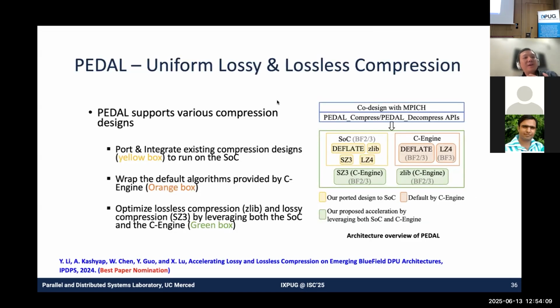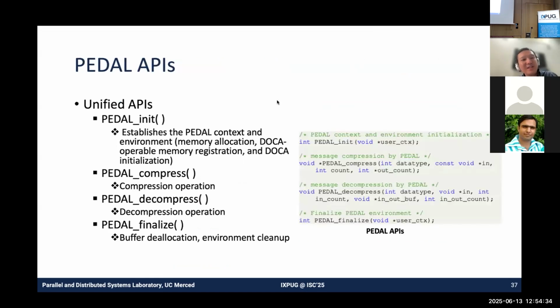So I think one of the audience mentioned something like, okay, now we have DPUs, we have so many interfaces, APIs, and so many libraries available. It's not easy to use for applications, right? So this is the motivation for why we came up with a new library called Pedal. We are basically trying to provide uniform lossy and lossless compression APIs and architectures for applications. So basically, applications only need to understand 3 APIs: compress, decompress, and finalize.